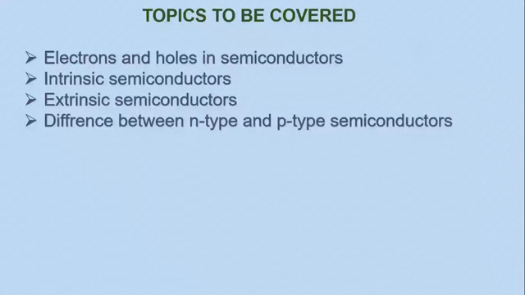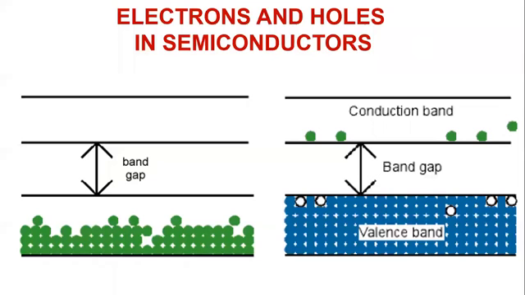Children, we have learned in the previous video about energy band structure of conductors, insulators, and semiconductors. You learned that when temperature increases, the valence electrons acquire thermal energy to jump to the conduction band. If they jump to the conduction band, they leave a hole behind them. The deficiency of electron is seen as a hole.